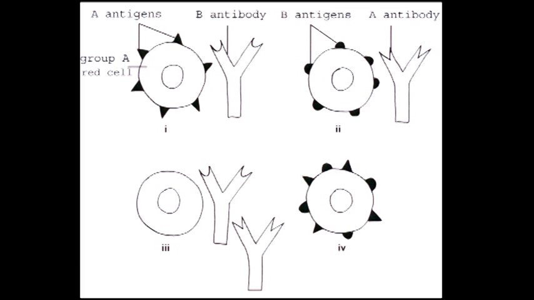Now, in addition to that, there's a rhesus factor. And the rhesus factor is an additional factor that goes with those four groups. So this means that you can be A with the rhesus factor or A without the rhesus factor. If you're A with the rhesus factor, you're A rhesus positive. If you're A without the rhesus factor, you're A rhesus negative.